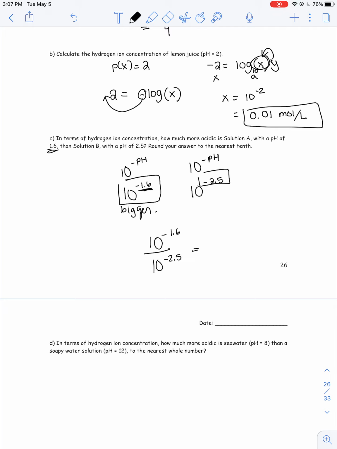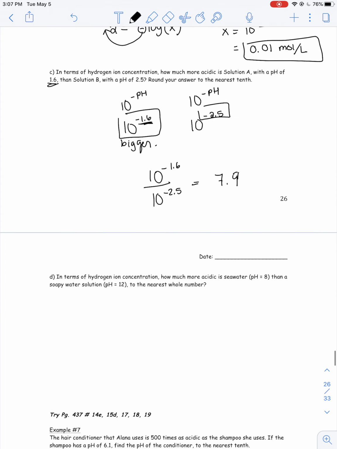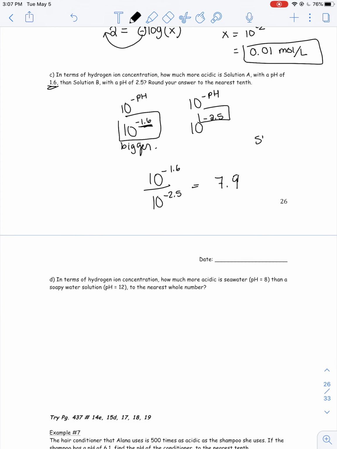So you're going to divide them by putting 10 to the power of -1.6 over 10 to the power of -2.5. So you're going to put that into your calculator. So 10 to the power of -1.6, and you're going to divide that answer by 10 to the power of -2.5. And you'll get 7.9. So we know that this is to the nearest tenth.